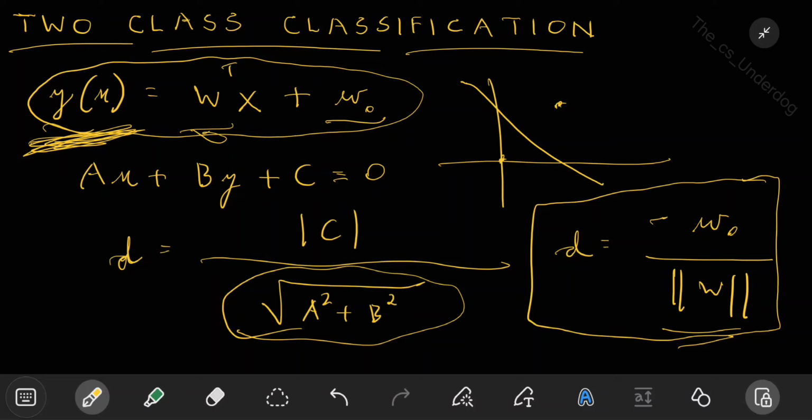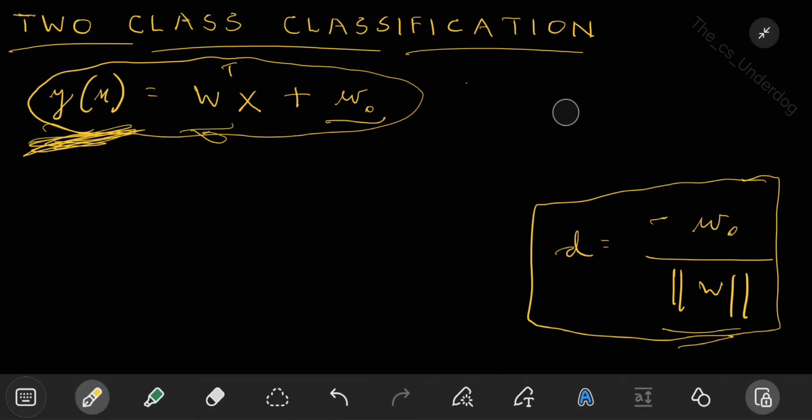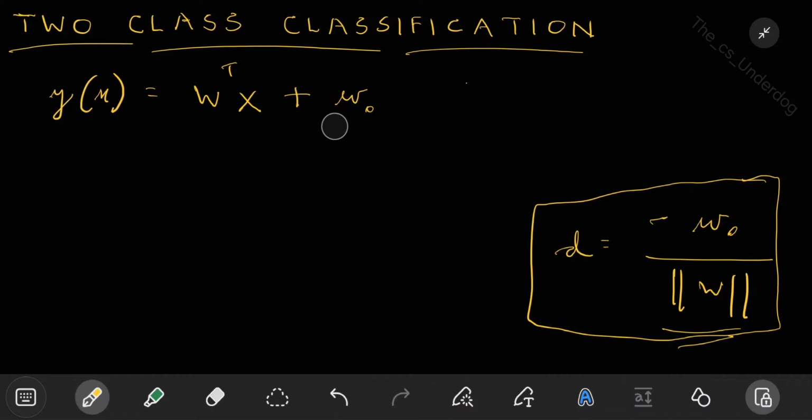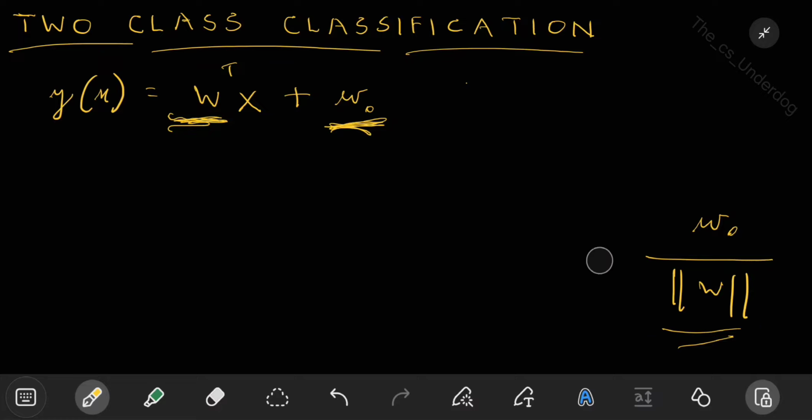Okay. Previously, we had seen that w is the key factor that decided the orientation of the decision surface. And now we see that w0 is the key factor which decided the distance of the decision surface from the origin. So if you want to plot the decision surface, these are the only two things you want to know.